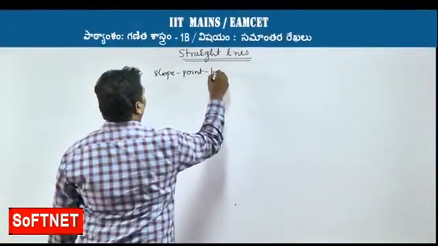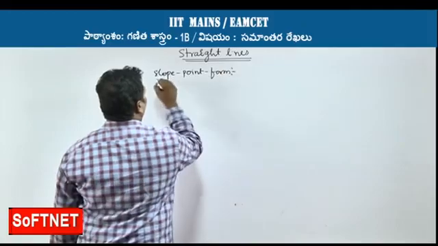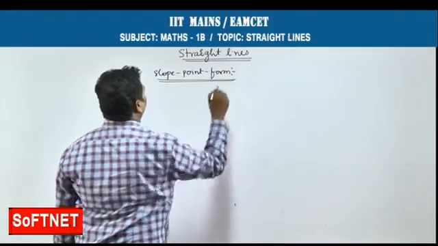Next definition is slope point form. Very, very important formula this is, slope point form.